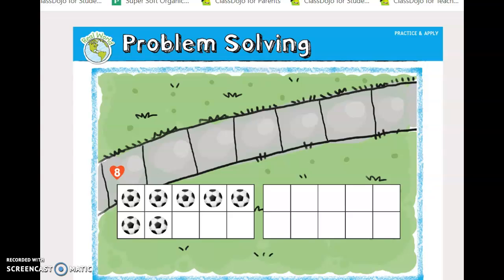All right, this time they want us to count the objects again. We've got soccer balls, so we're on the soccer field. And this time we're going to make it show 12. So let's count our objects first. We have 1, 2, 3, 4, 5, 6, 7. So I'm going to get out my writing tool and we're going to count up to the number 12. So from 7, we're going to say 8, 9, 10, 11, and 12. All right.